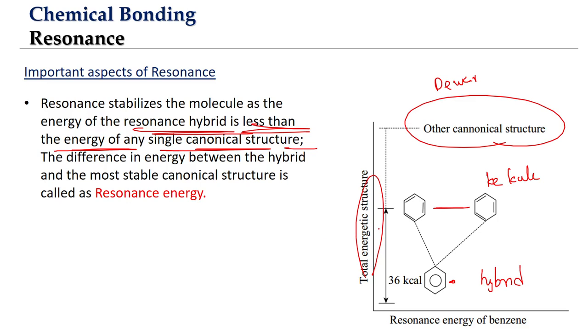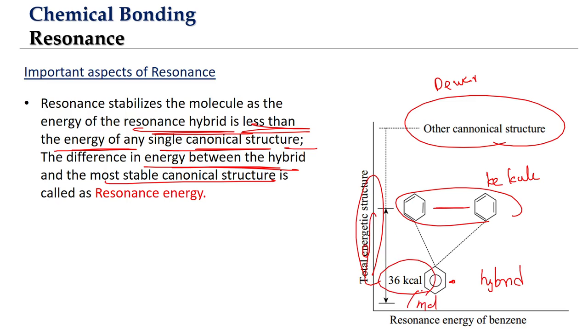Now we can even quantify how much stability the resonance is bringing to the molecule. The amount of stability that resonance is able to bring to the molecule is explained based on the energy difference between the hybrid and the most stable canonical structure. Most stable canonical structure means what? The one which is having the least energy, isn't it? Because less energy means more stable. So we will have to look at, in case of benzene, the energy gap between the Kekulé structures and the hybrid. What is it? It is 30 kilocalories per mole.